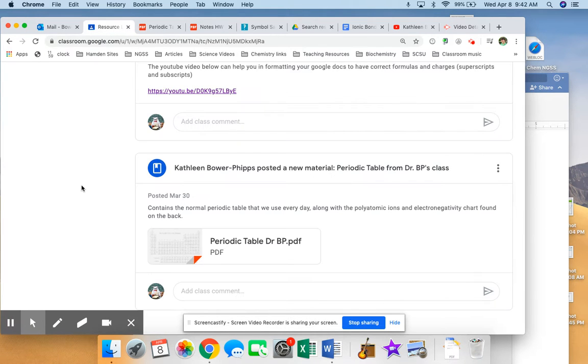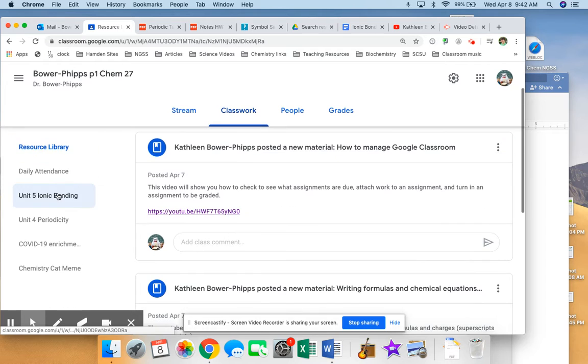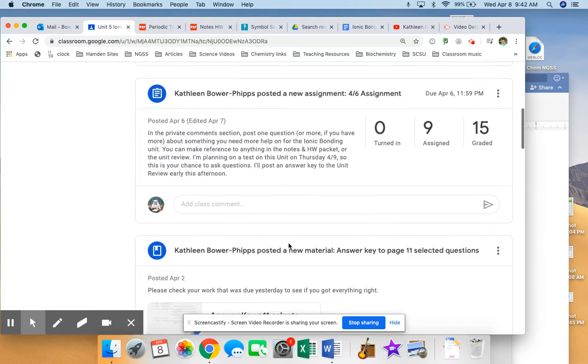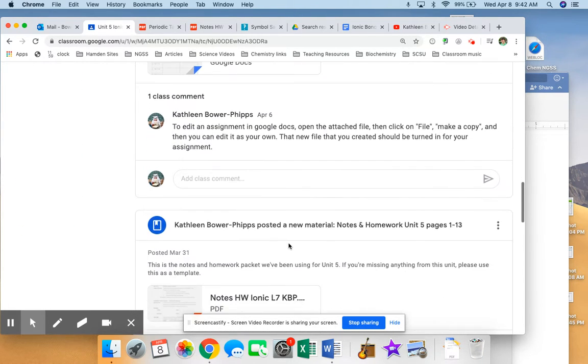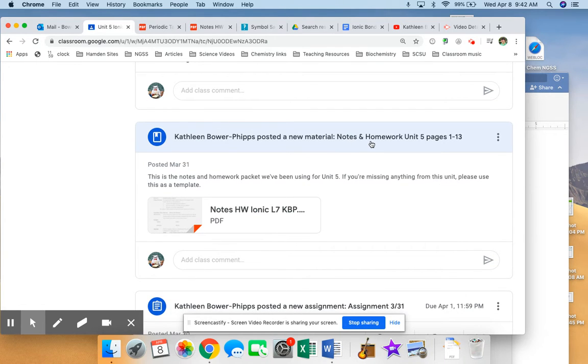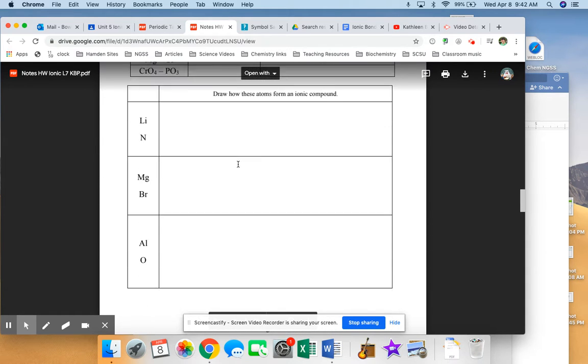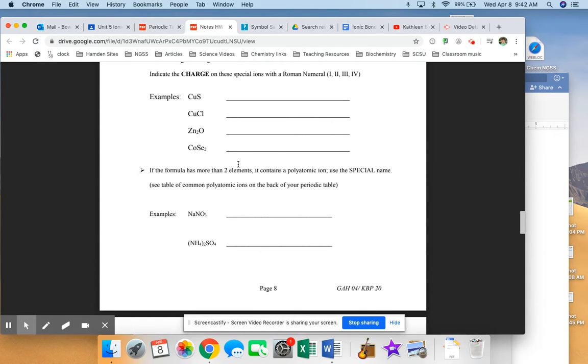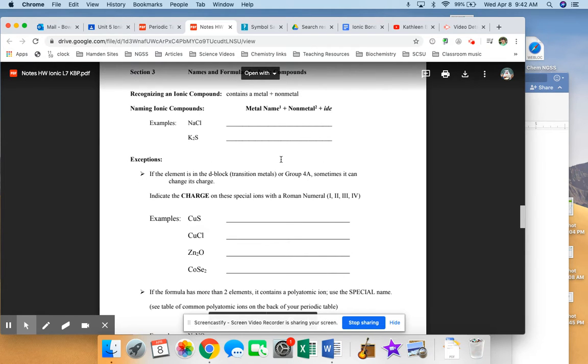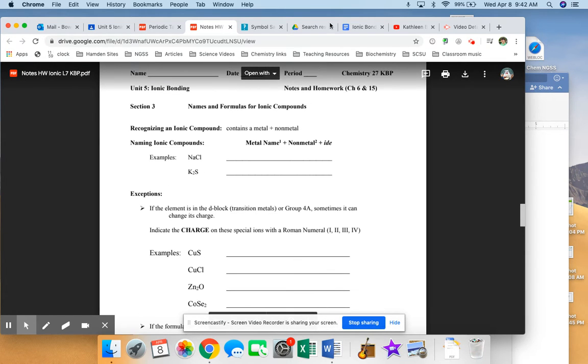Here's our periodic table. We also have the Unit 5 ionic bonding homework packet that we're looking in. Remember, that is the Unit 5 notes and homeworks, pages 1 through 11. Right now, we're going to be looking on page 8 of your notes and homework packet. Let's give this a try.